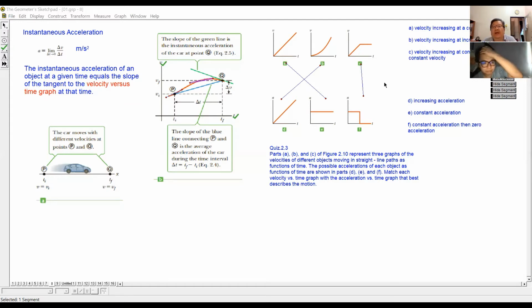Now, what does the graph show us? A straight line, a curve, and one with two parts.